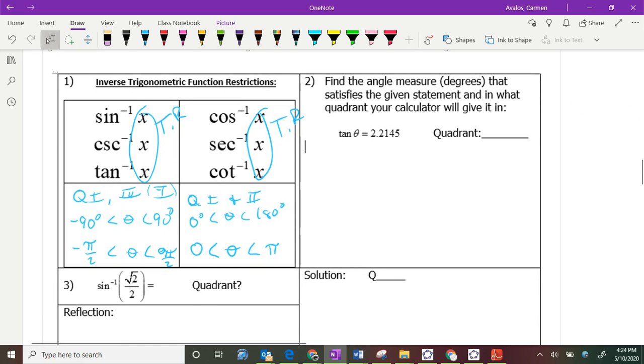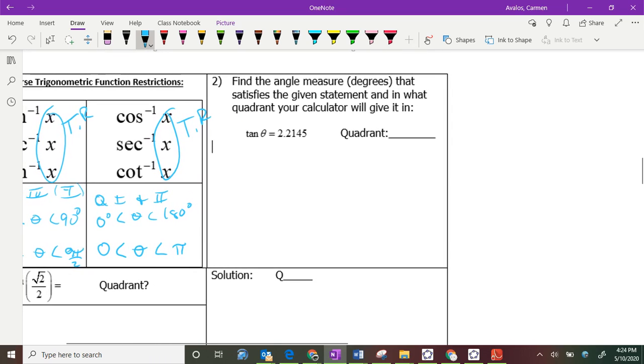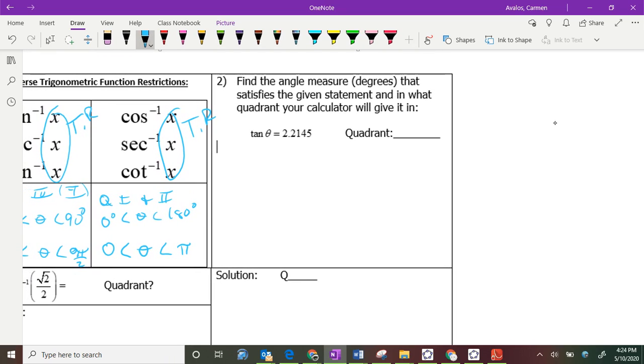Okay, very good. So it says here, number 2, find the angle measured in degrees that satisfies the given statement. You have to be careful in your calculator whether you're in degrees or in radians, and in what quadrant your calculator will give it to you. So in this case here, I have tangent of theta is equal to 2.214. Now here's the question. What quadrants is that going to be in?